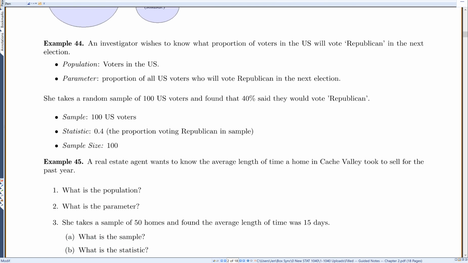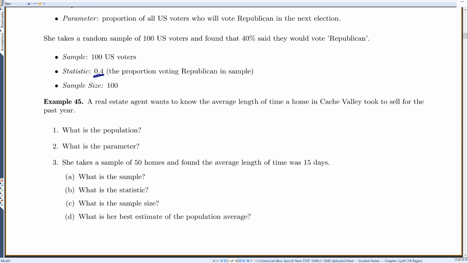So for example, an investigator wishes to know what proportion of voters in the US will vote Republican in the next election. So the population would be all the voters in the US. The parameter would be the proportion of all those US voters who vote Republican in the next election. So this investigator can't collect data on all the voters in the US, so instead she takes a random sample of 100 US voters and finds that 40% said they would vote Republican. So the sample is those 100 US voters. The statistic is 0.4. That's the actual proportion that voted Republican in the sample, and the sample size is 100.